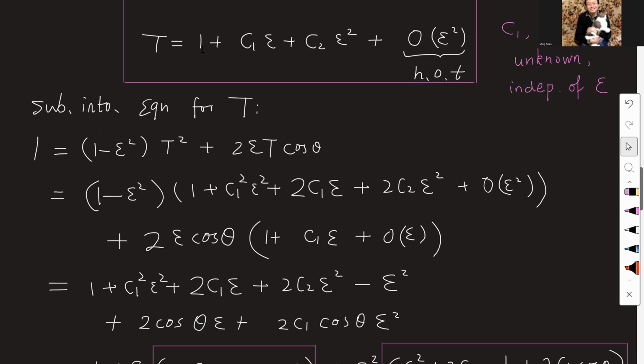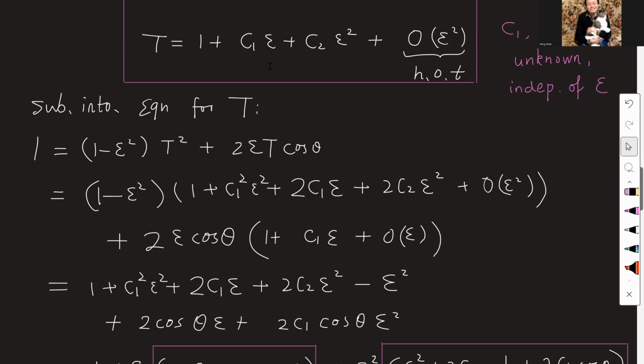So first, let's square 1. You have 1. Squaring C1 times epsilon gives C1 squared epsilon squared. Squaring the third term gives us C2 squared epsilon to the 4th, and that's a higher order term, so we don't write that. You can consider that being thrown into the garbage can.